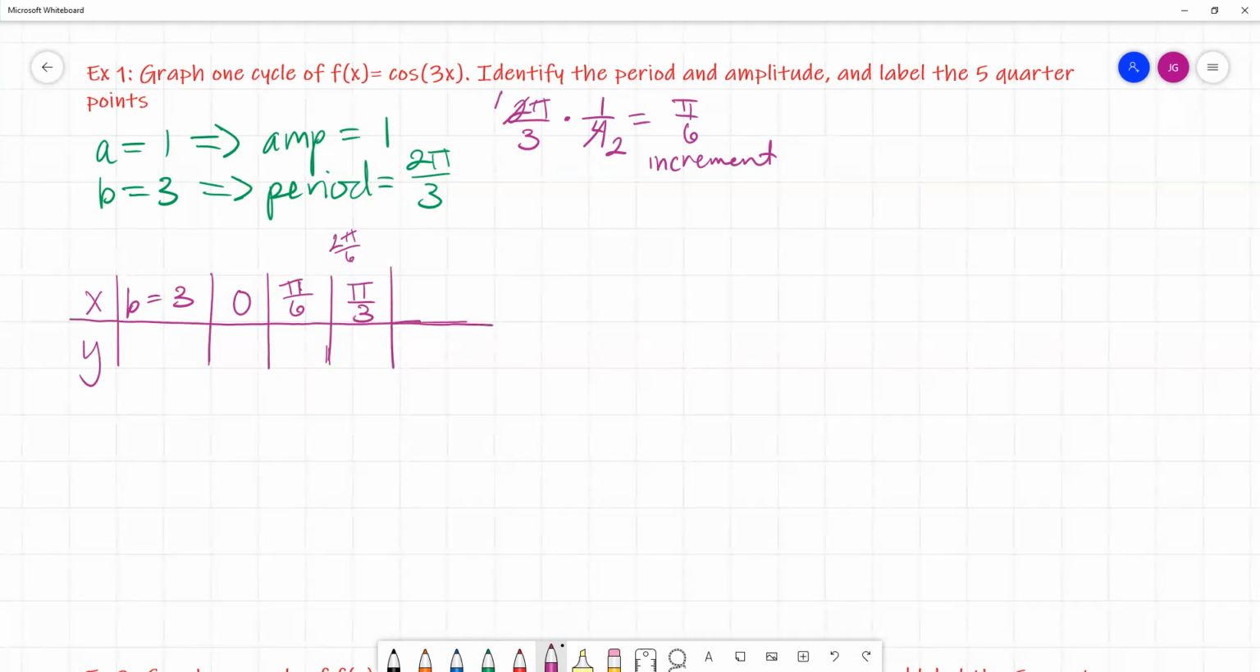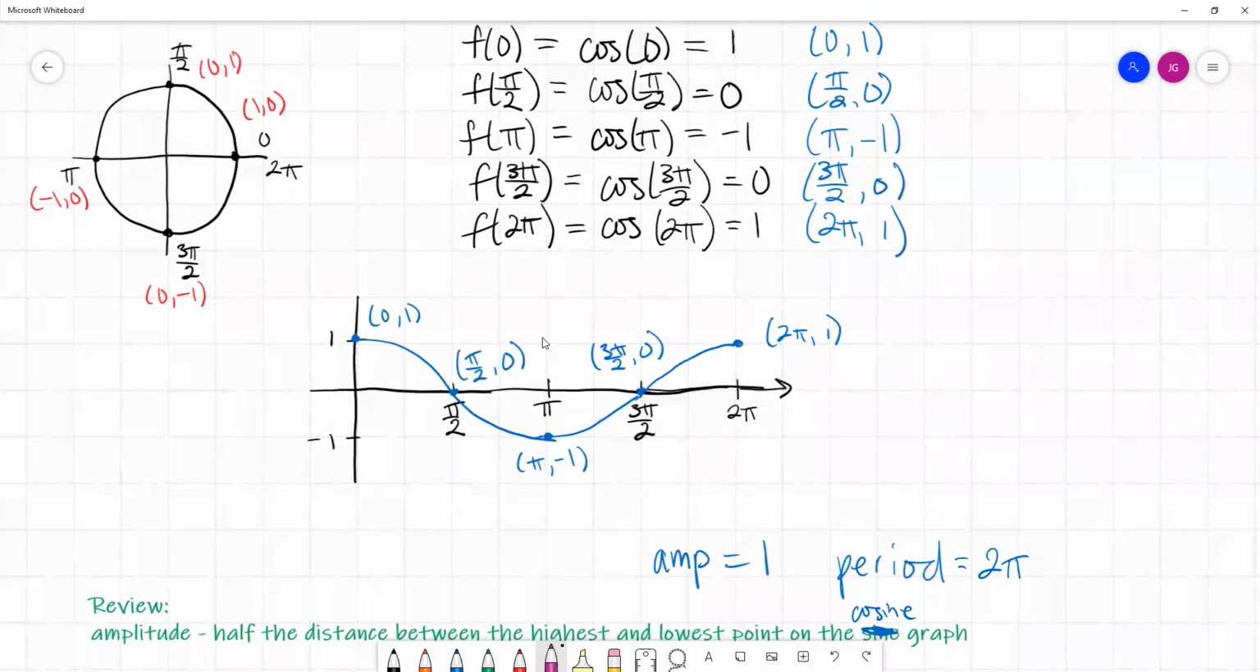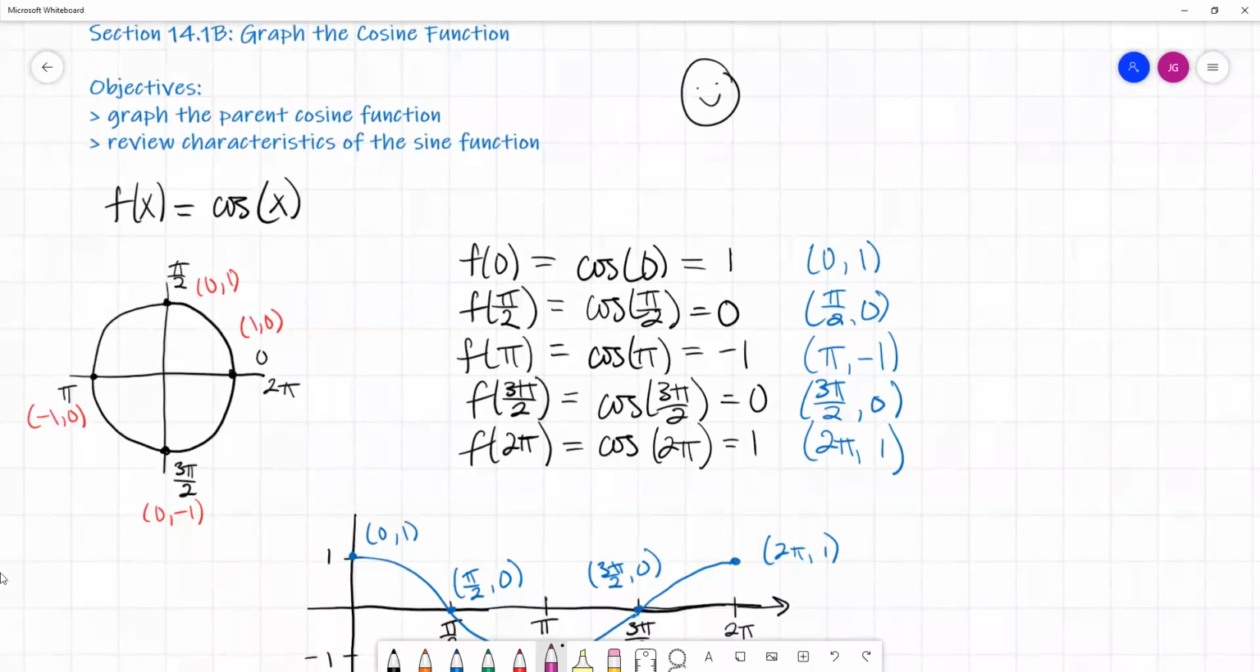Okay, the next one, 2 pi over 6 plus pi over 6 is 3 pi over 6. That's pi over 2. And then the last one is 3 pi over 6 plus pi over 6, which is 4 pi over 6. And that's going to be 2 pi over 3. And we know we did that correctly because we should always end with whatever our period is, since we're starting at 0. Okay, to get the y values, we multiply the original ones by whatever our a is. In this case, a is 1, so we don't need to do anything.